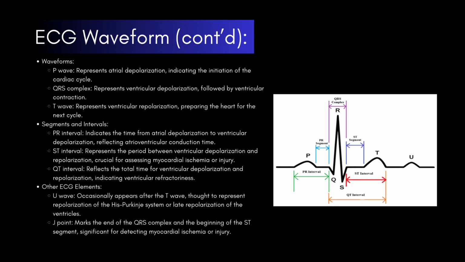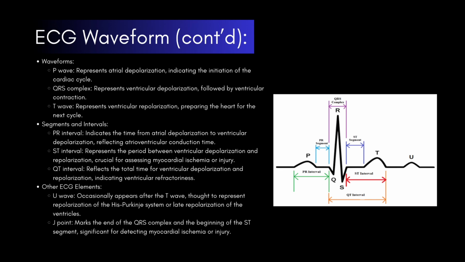Other ECG elements, as we mentioned earlier, the U wave occasionally appears after the T wave, but it's thought to represent the repolarization of the bundle of His Purkinje system or late repolarization of the ventricles. The J point marks the end of the QRS complex and the beginning of the ST segment, significant for detecting myocardial ischemia or injury. We'll be looking more into the U waves and J points in future interpretation videos.